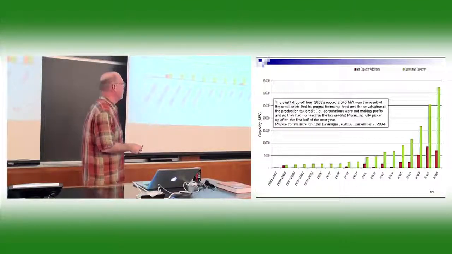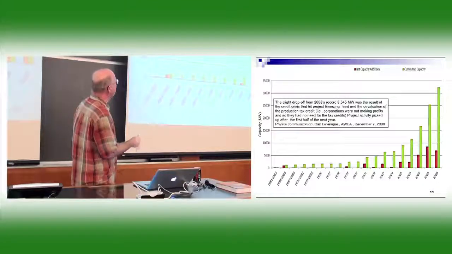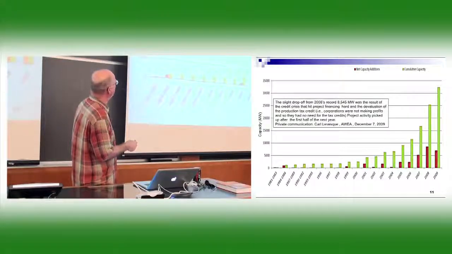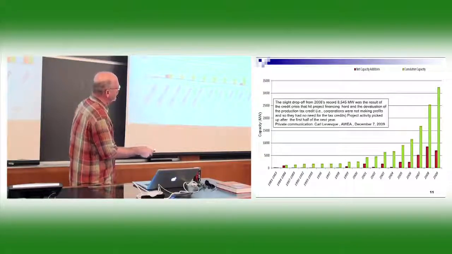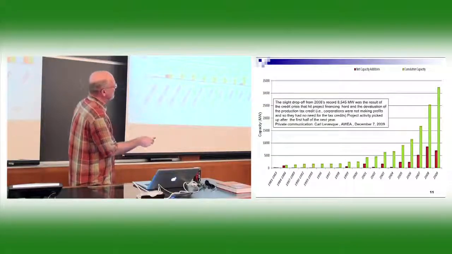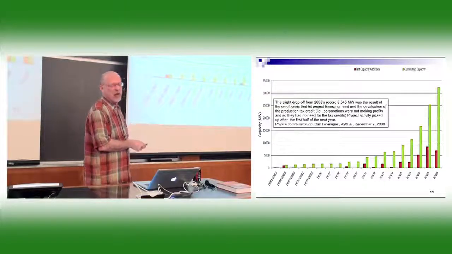If you like bar charts, this is that same information. But on a bar chart, the red is how much we added each year from those same years up to 2009, and then the green is the total. So you can see we have been ramping up very, very fast. Back a few years ago, we were talking about maybe 1% of the U.S.